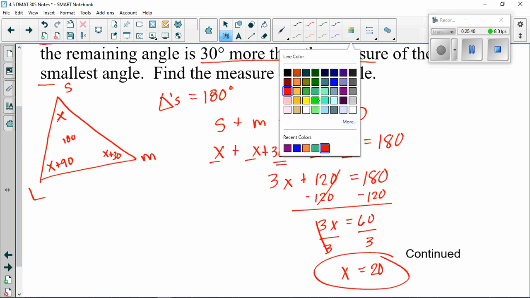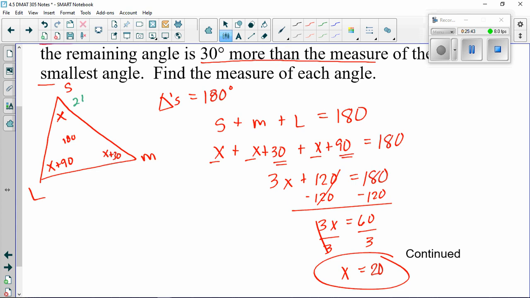If I go up here and put that this is 20 degrees, well, this one is going to be 20 plus 30, which is 50 degrees. And this one is going to be 20 plus 90, which is 110 degrees. If you added them together, 110 plus 50 plus 20, you get 160, 170, 180. Check. So you only had to find x.